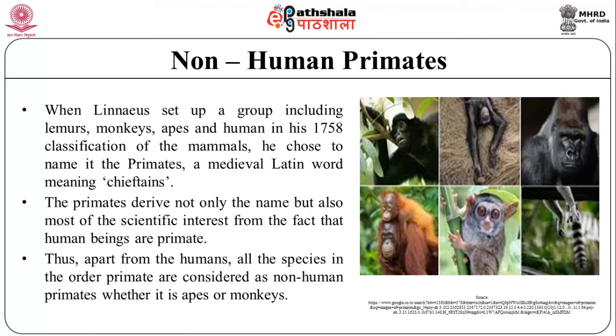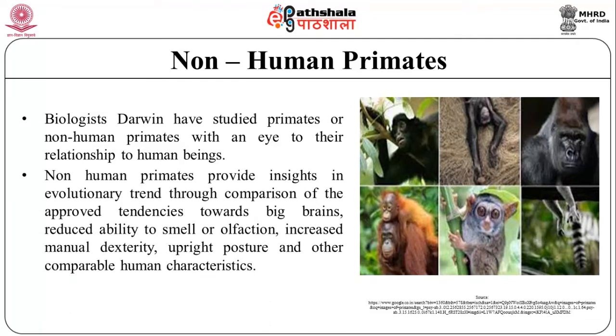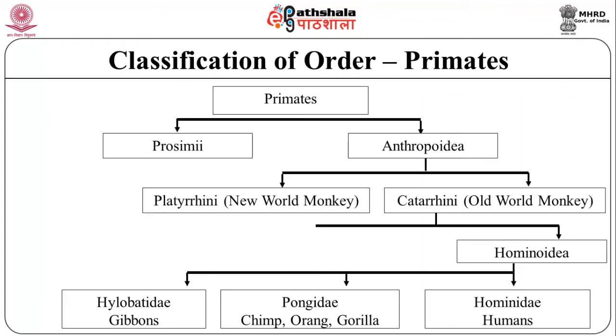Thus, apart from the humans, all the species in the order primates are considered non-human primates, whether they are apes or monkeys. Biologists since Darwin have studied non-human primates with an eye to their relationship to human beings. Non-human primates provide insights into evolutionary trends through comparison of the approved tendencies towards big brains, reduced ability to smell or olfaction, increased manual dexterity, upright posture, and other comparable human characteristics. Now, this figure illustrates the classification of the order primates.